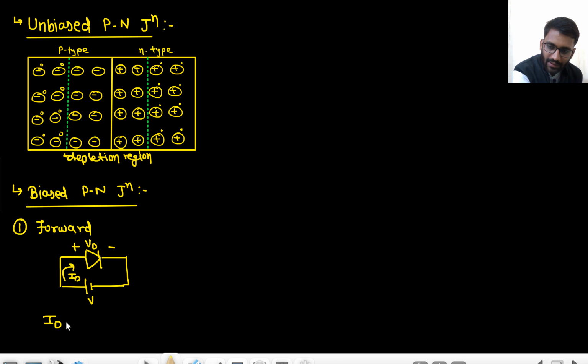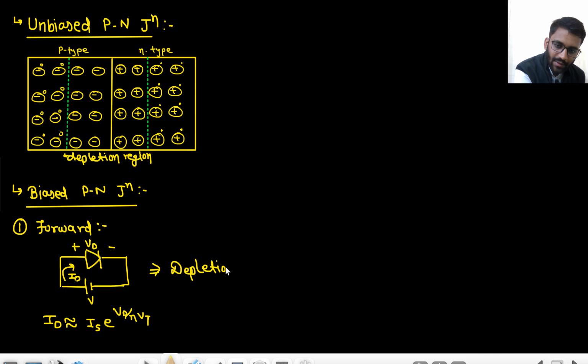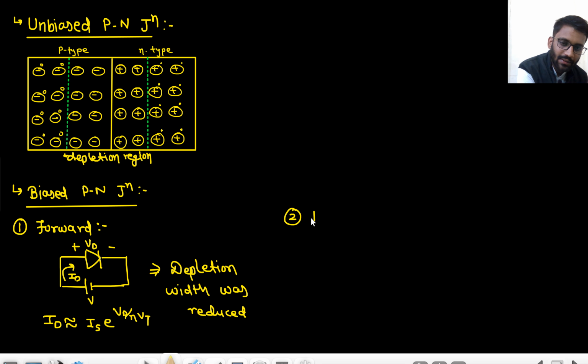So ID is approximately IS e to the power VD upon eta Vt. And here what was happening? Depletion width was reduced. In forward bias, depletion width was reduced. Second was reverse bias.